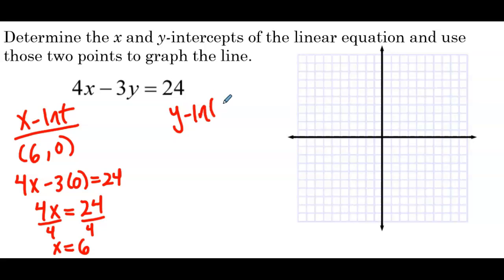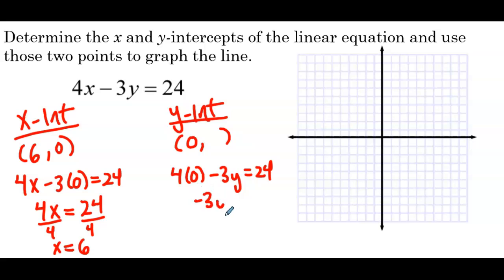And then the y-intercept is a point whose x-coordinate is 0. So then we have 4 times 0 minus 3y equals 24. When we substitute 0 in for x, 4 times 0 is 0. So negative 3y equals 24. Divide by negative 3. Y equals negative 8. So (0, -8).